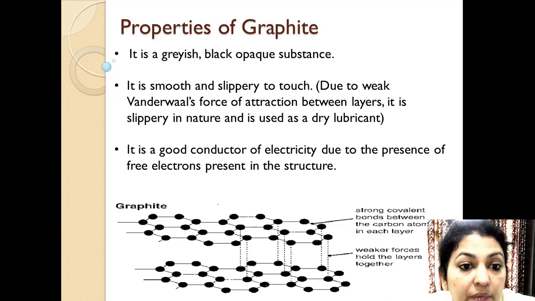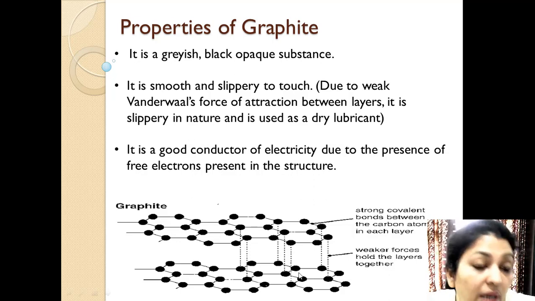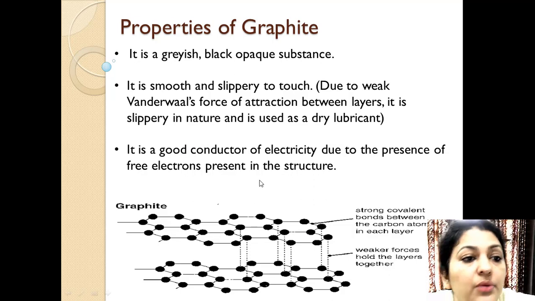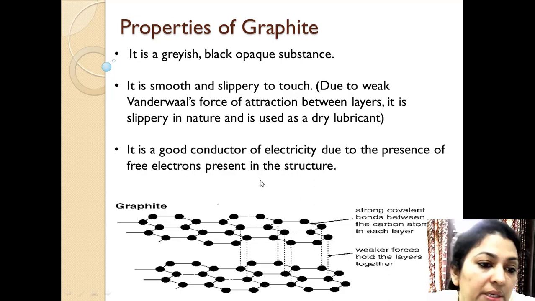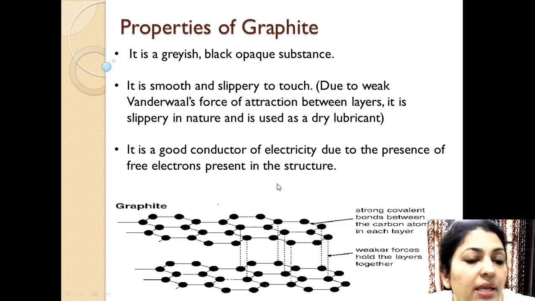You know what is a lubricant? Grease, for example, is a lubricant. Oils are lubricants, isn't it? So graphite can be used in machineries as a dry lubricant. Now another important use or property of graphite is it's a very good conductor of electricity. Unlike any other covalent compounds, we know that covalent compounds are non-conductors of electricity, right? But this is a very good conductor of electricity.